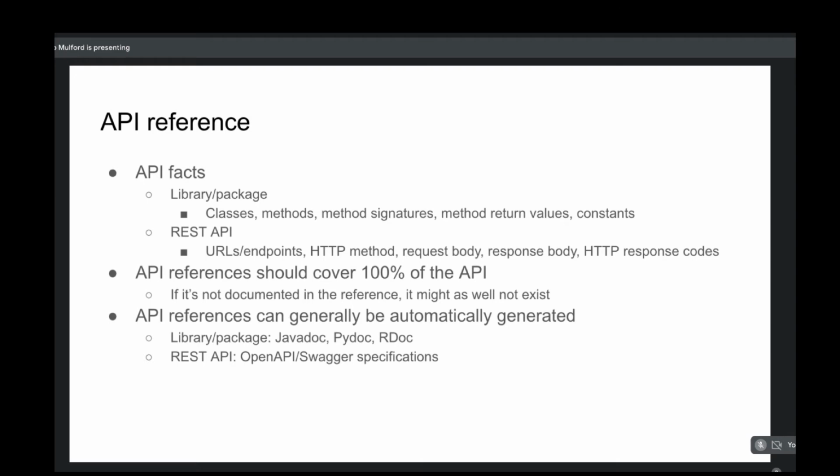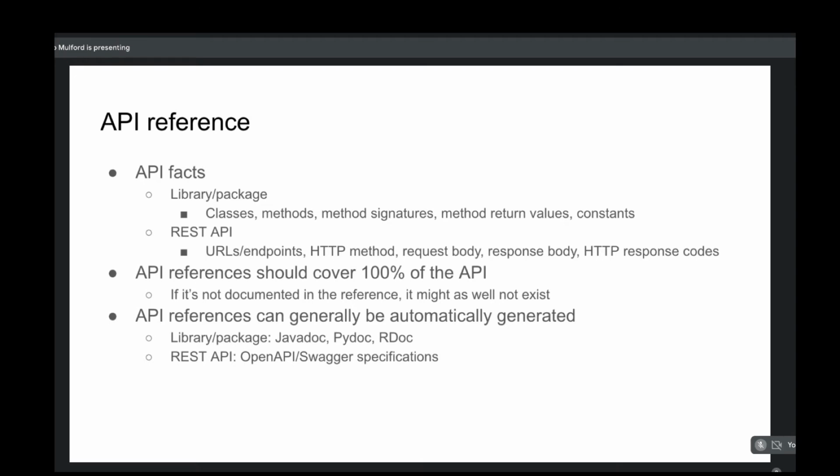However, the one catch with the API reference is that it needs to cover 100% of your API. It's your source of truth, it's your foundation. And I like to say, if it's not documented in the reference, it might as well not exist. Because there's just no way that a user is going to be knowledgeable of the existence of something if it's not a part of your reference.